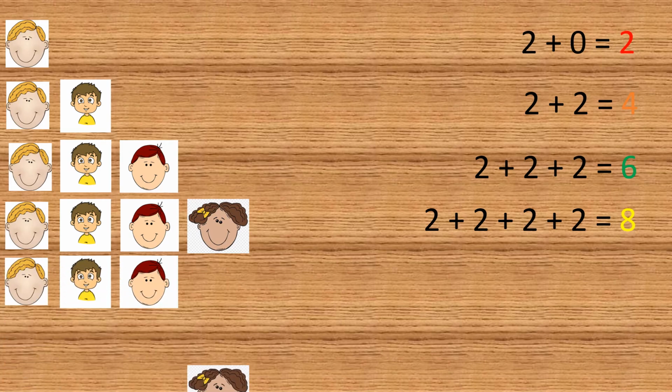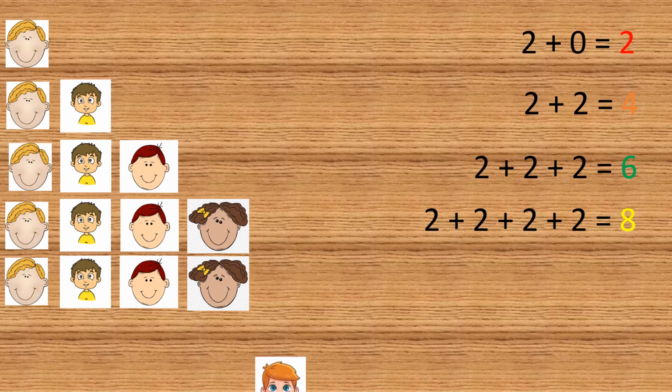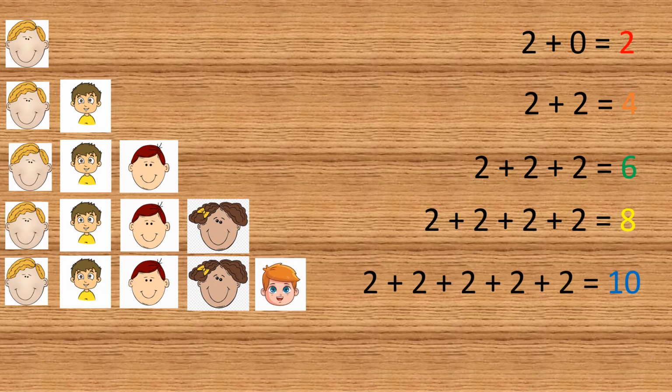So now we're getting close to the end here. Your teacher has 4 friends lined up, and now we're going to add a 5th friend to the line. So we're going to see what that's going to give us. We have a group of friends that have 2 eyes plus 2 eyes plus 2 more eyes plus 2 more eyes, and finally 2 more eyes, and that gives us 10.